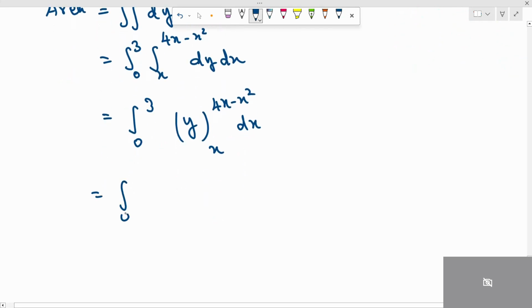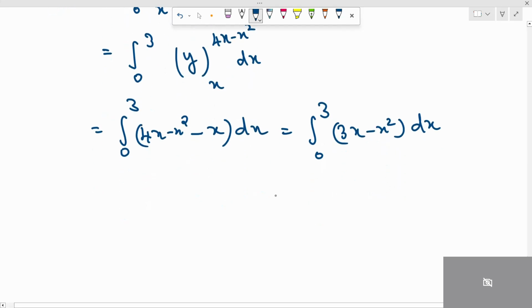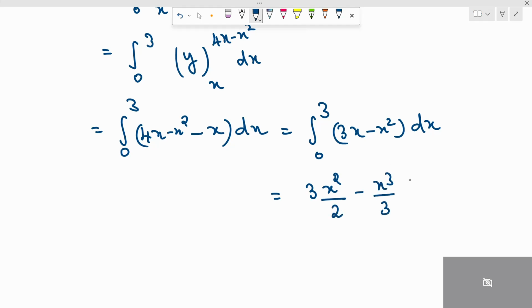Now apply our upper limit value 4x minus x square in y and then lower limit value x. We are getting in this form. Now before we integrate with respect to x, first you simplify this equation, which is integral 0 to 3, 4x minus x will be 3x minus x square into dx. Now we can integrate with respect to x with the limit 0 to 3. 3x is there, 3x squared by 2 minus x square is x cube by 3, with the limit 0 to 3.